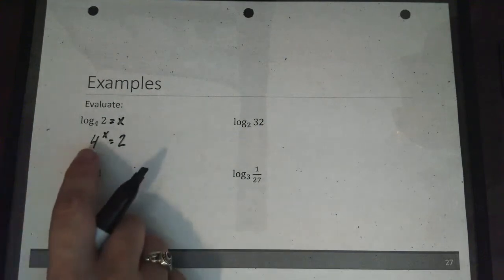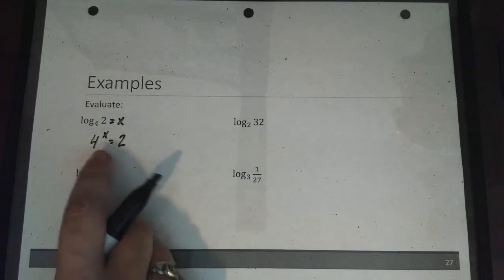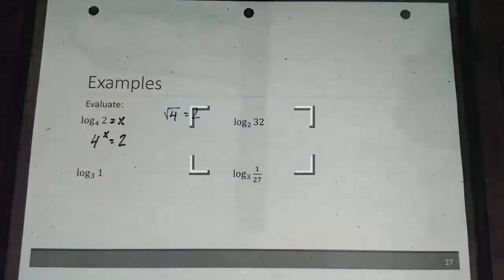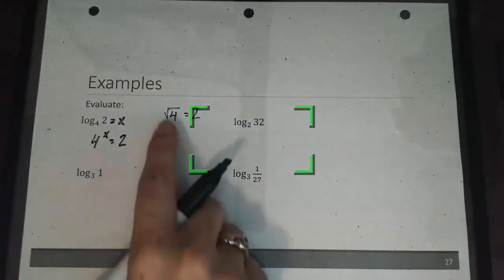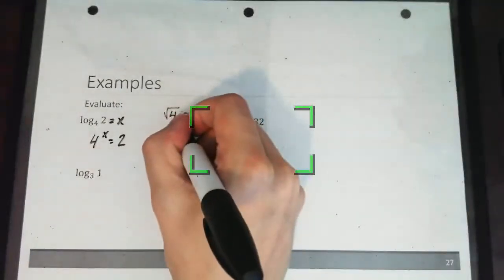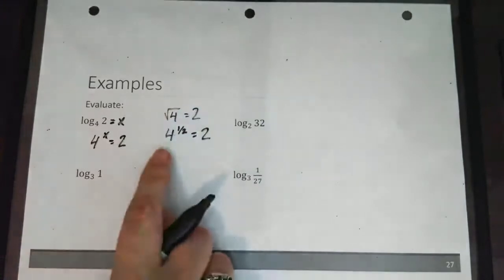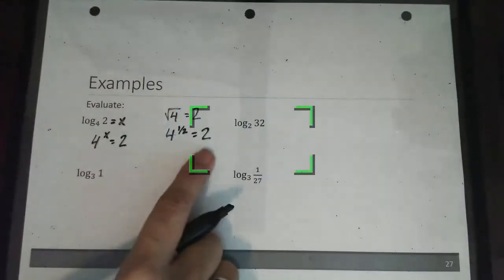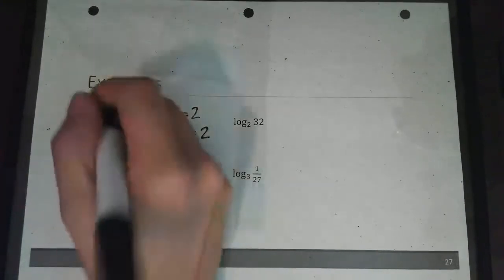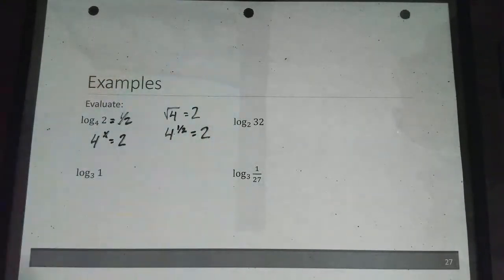Wait a minute. I know that the square root of 4 is equal to 2. And we practiced rational exponents earlier. This is 4 to the first power. But because it's the square root, I'm going to have 2 in the denominator. So 4 raised to the 1/2 power is equal to 2. That means my exponent is 1/2. x is equal to 1/2. So 4 raised to the 1/2 power is equal to 2. That conveys the same information as log base 4 of 2 equals 1/2.